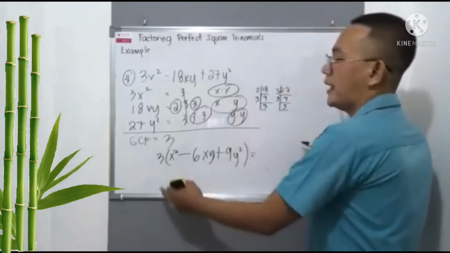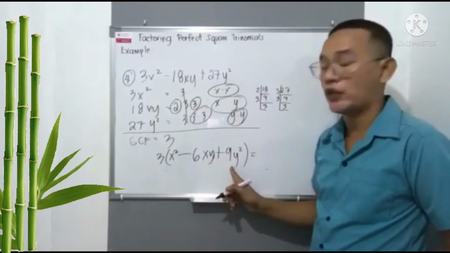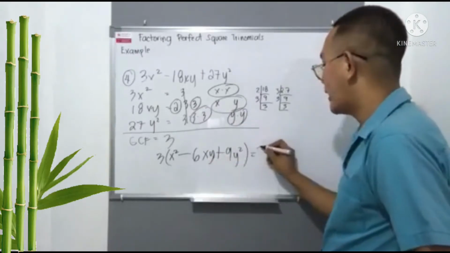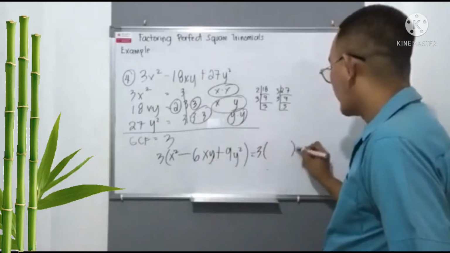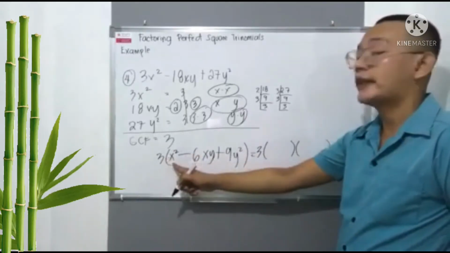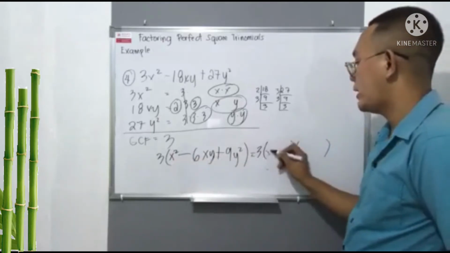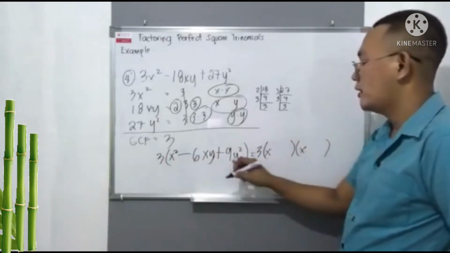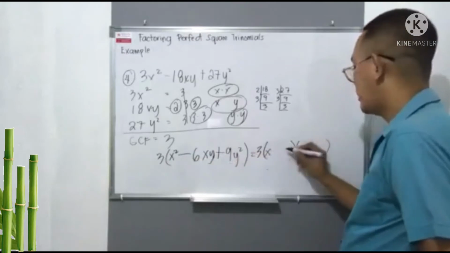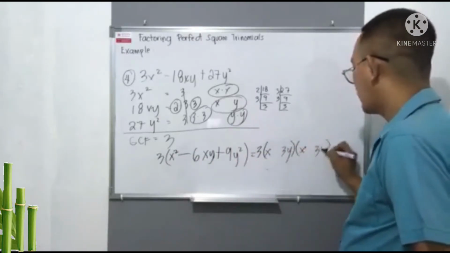Okay. So, dito pala, makikita na natin yung first term natin and last term natin ay perfect square trinomial na. So, pwede na natin sila i-factor ngayon. So, gawa tayo ng dalawang parentheses. Okay, so kunin natin ang root ng first term dito. Anong root ng x squared? X squared is x times x. Root ng 9 is 3 times 3. And then y squared is y times y.